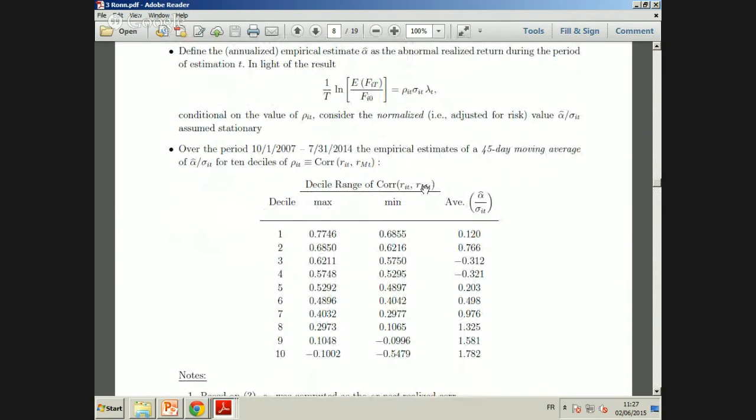I divided up the period between October 2007 and July of 2014 into 10 decile ranges in terms of the correlation. I draw your attention to the fact here that the correlation is sort of declining, as you can see. The correlations reached a high of 0.7746 during this period. They were as low as minus 0.5479. I divided the period into these 10 deciles to see what the average value of the scaled intercept, scaled by the implied volatility, was over that period. This is sort of an ex post rate of return.